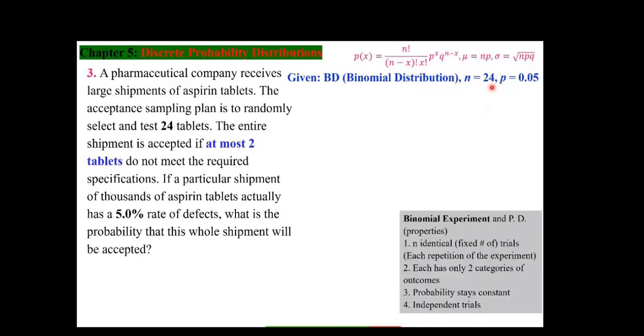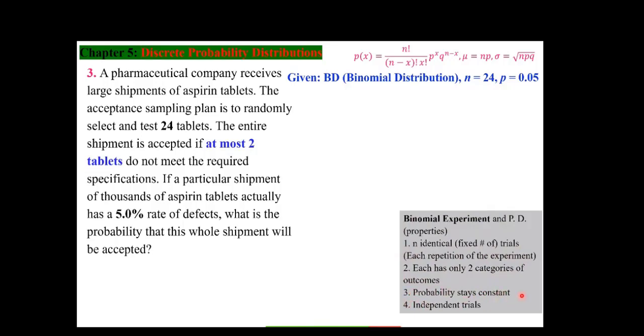By the way, these are the binomial probability distribution properties. N identical or fixed number of trials. Each repetition of the experiment has only 2 categories of outcomes. Probability is constant and the trials are independent.